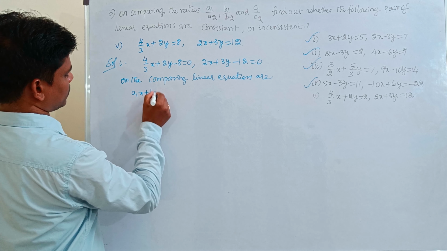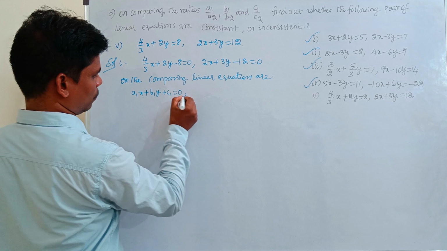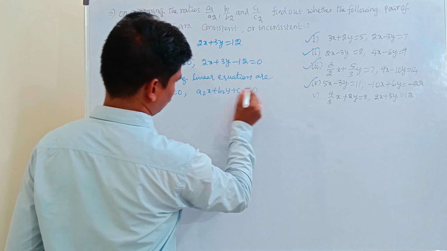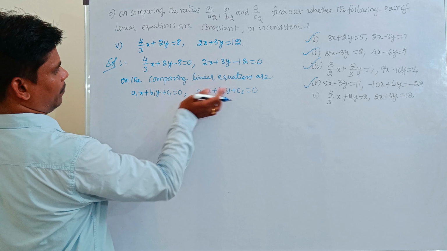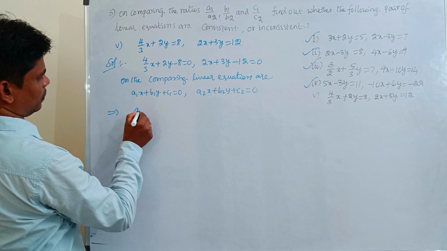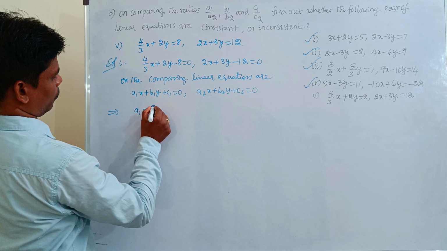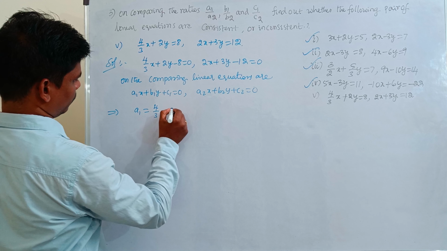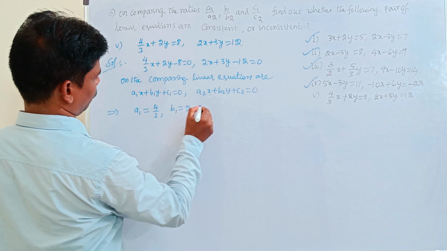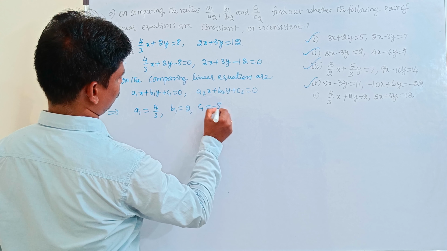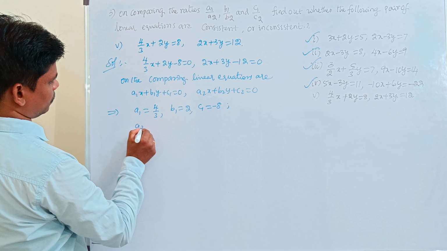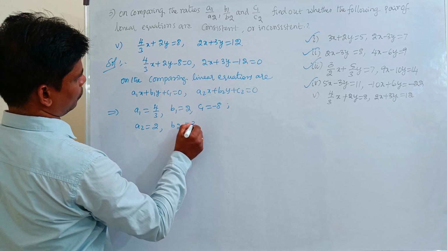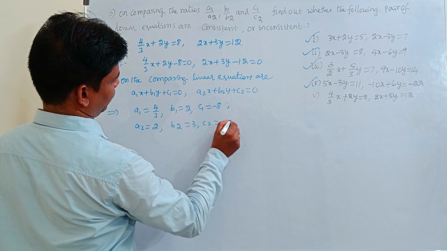a1x plus b1y plus c1 is equal to 0, a2x plus b2y plus c2 is equal to 0. Compare these two and write the coefficients. a1 is equal to 4 by 3, b1 is equal to 2, c1 is equal to minus 8. Next, the second equation, a2 is equal to 2, b2 is equal to 3, c2 is equal to minus 12.